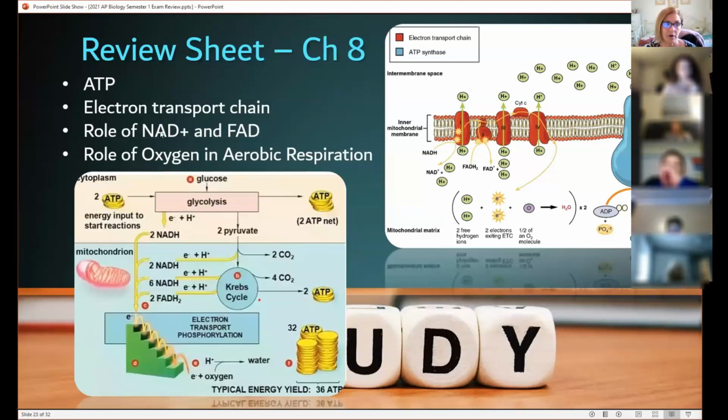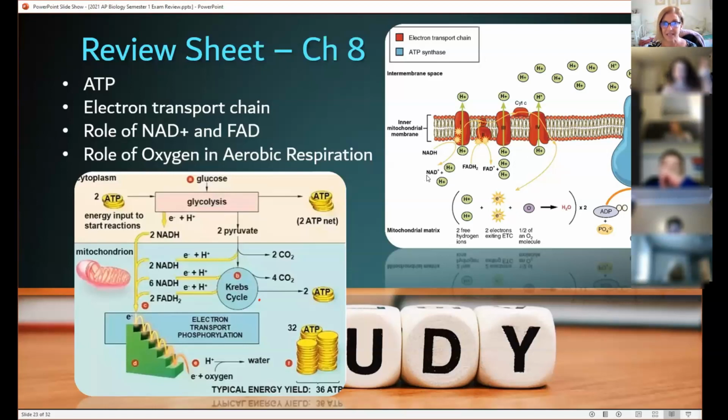We also need to talk about NAD and FAD. These are both coenzymes that help move electrons from one reaction to another. So they're being made during glycolysis and Krebs cycle. They're going into the electron transport chain.